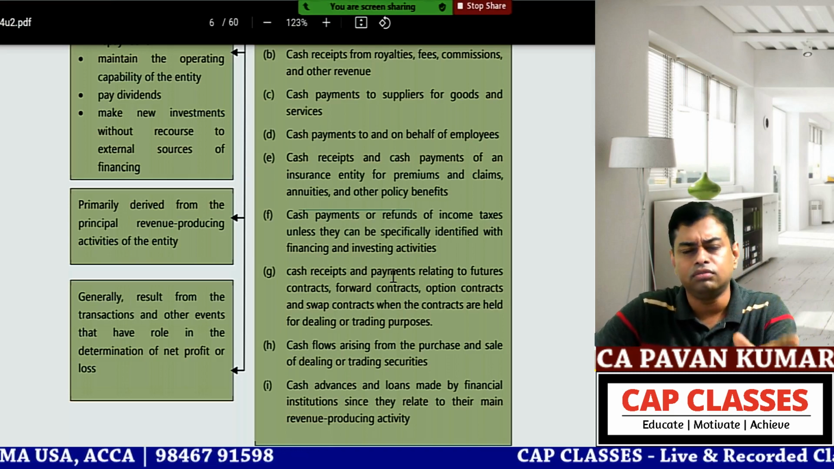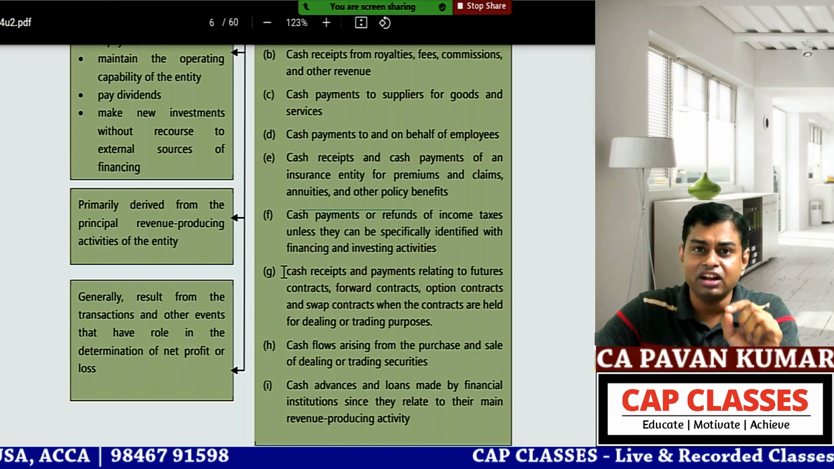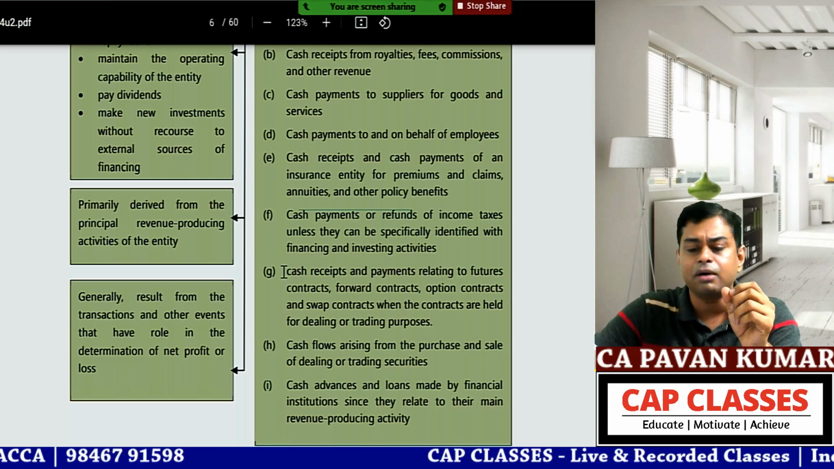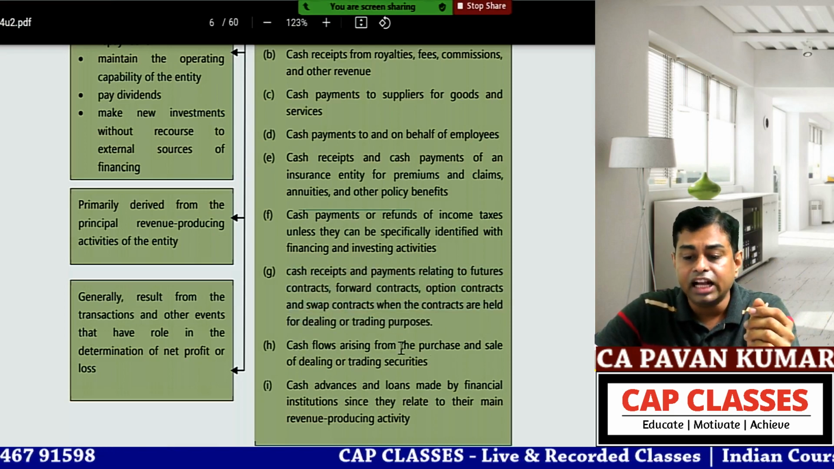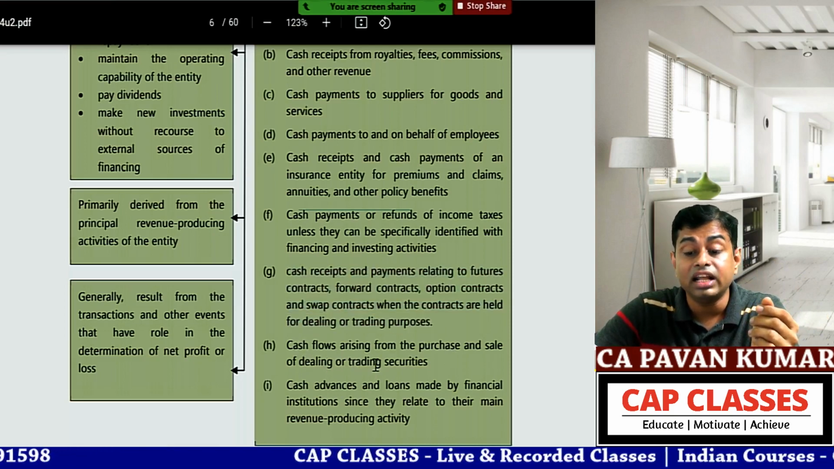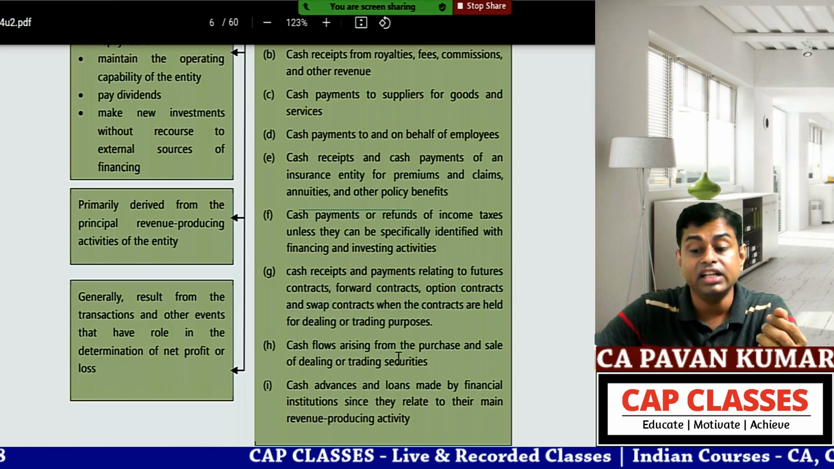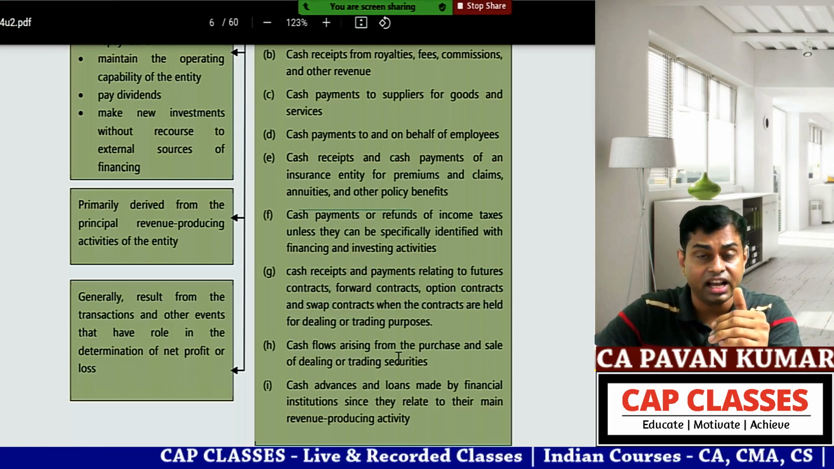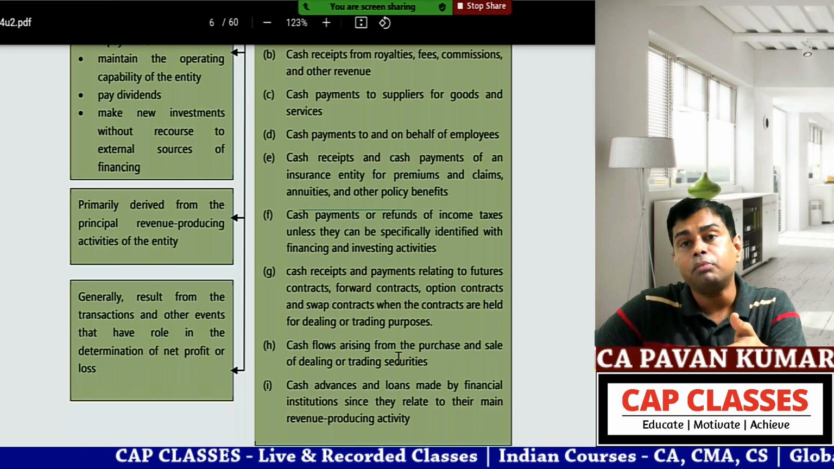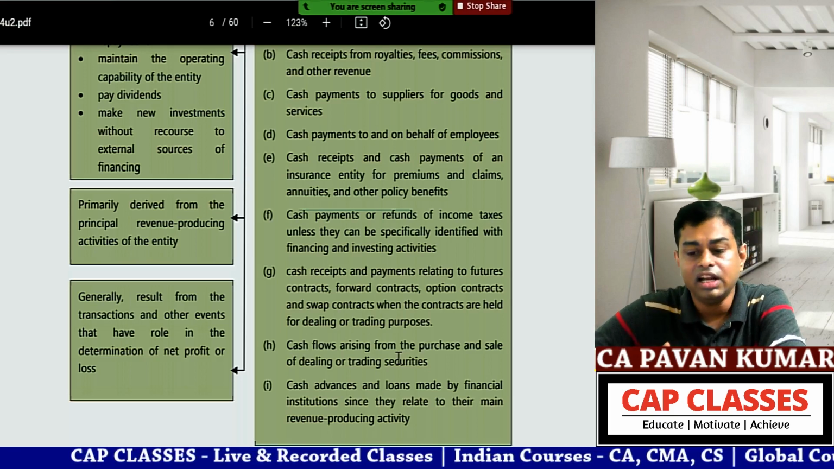Derivative accounting, leave it. In accounting standard 11, a little bit of forward contracts will come, but you do not have this in your syllabus, leave it. Then cash flows arising from the purchase and sale or dealing with the trading securities. Trading securities means buying shares, selling shares. You are buying share, selling share in the short term, normal course of business. Then it is operating activity.